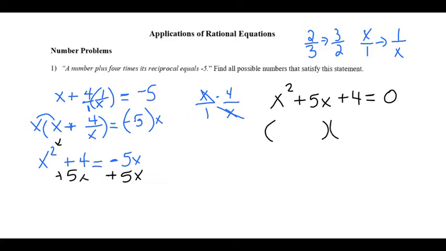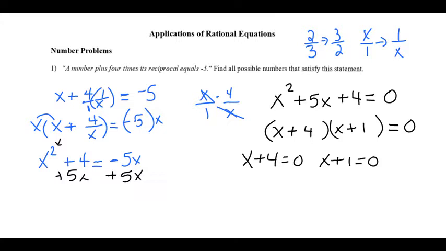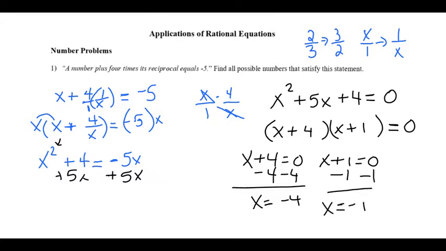And we do need to factor that. We need factors that multiply to get 4 and add to 5. So 2 and 2 won't work, but 4 and 1 will. So we're going to do x plus 4 and x plus 1 equals 0. And then set both of those to 0, so x plus 4 equals 0, and x plus 1 equals 0. Subtract 4 from both sides to get x equals negative 4, and then subtract 1 from both sides to get x equals negative 1. So my two solutions would be x equals negative 4 and negative 1.